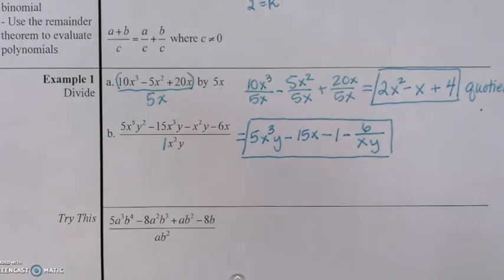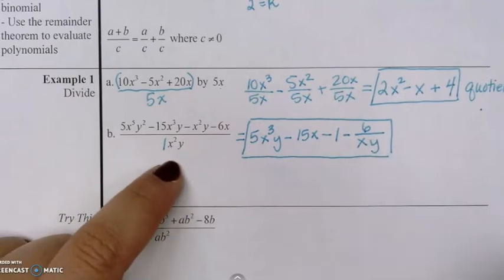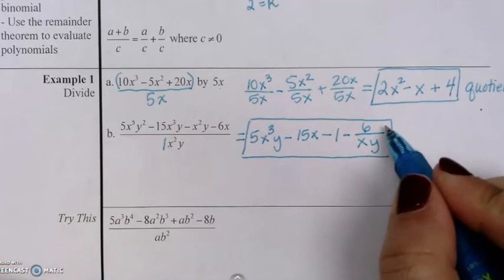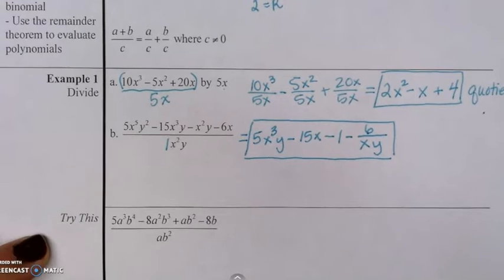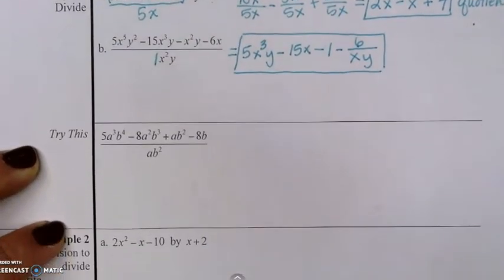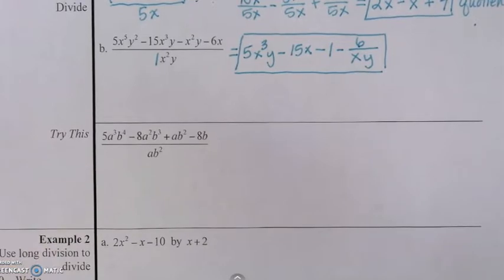We can have fractions in our quotient as long as the denominator is equal to or smaller than our original denominator. So we just want to make sure that our fraction is completely simplified as much as possible. I'm going to leave the try this for you to do, and we will go over it in class. So go ahead and do the try this, pause the video, and then I'll do example 2.